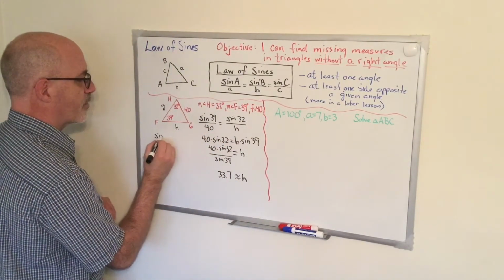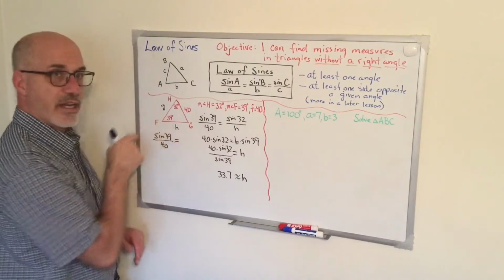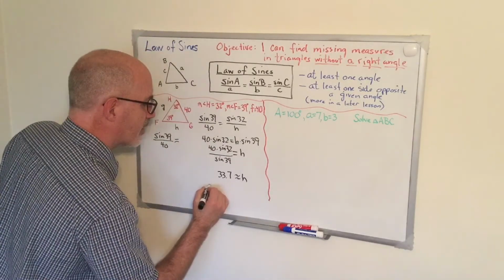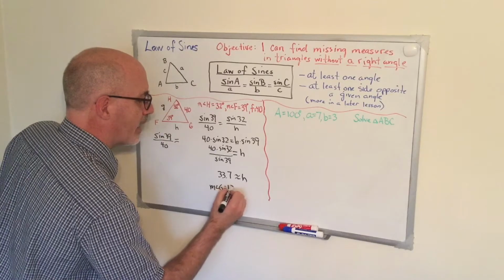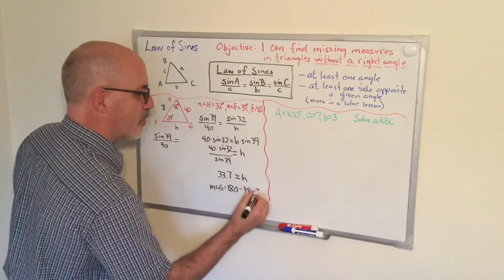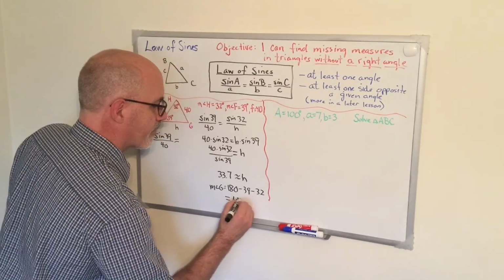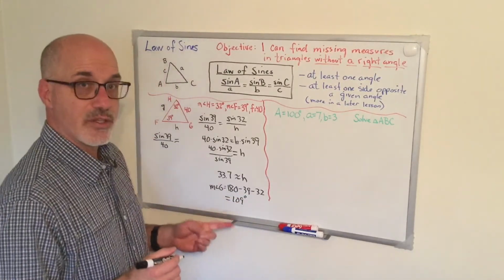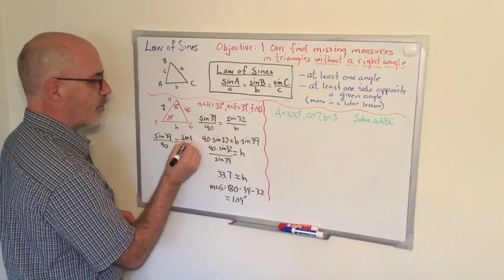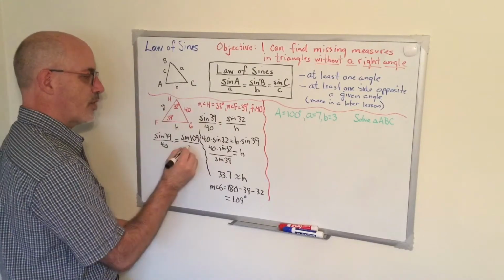So I'm going to use sine of 39 again over the 40, which is given to us, and set it equal to something involving g. I can calculate angle G by taking 180 minus the two given angles, 39 and 32. When I calculate that, I get the measure of angle G as 109 degrees. Now I can use that angle in this ratio: sine of 109, which I now know, over the unknown side g.